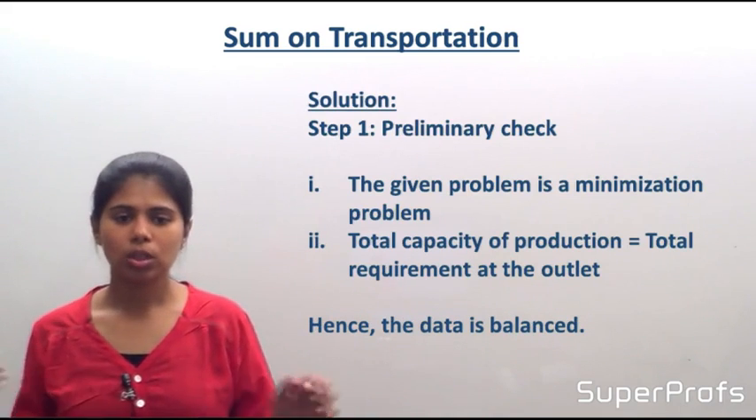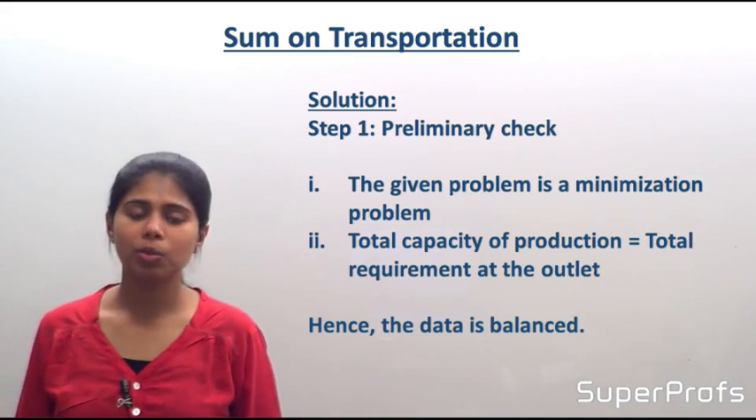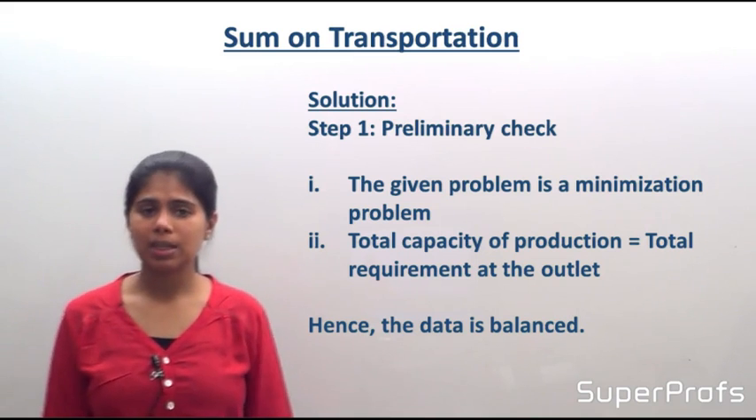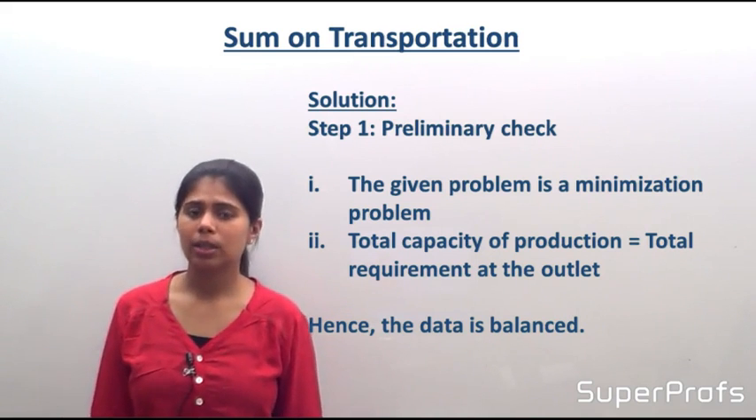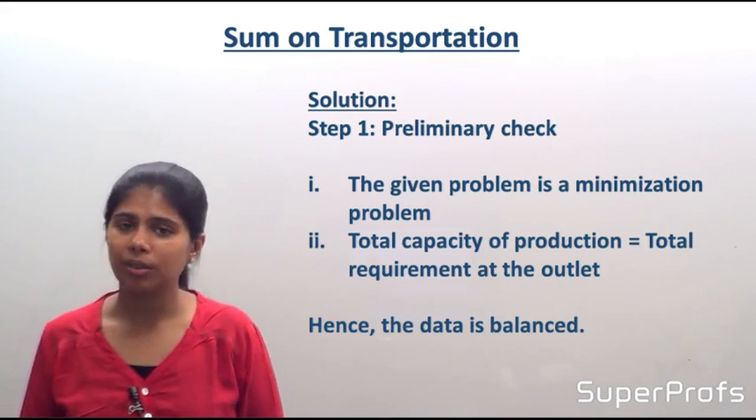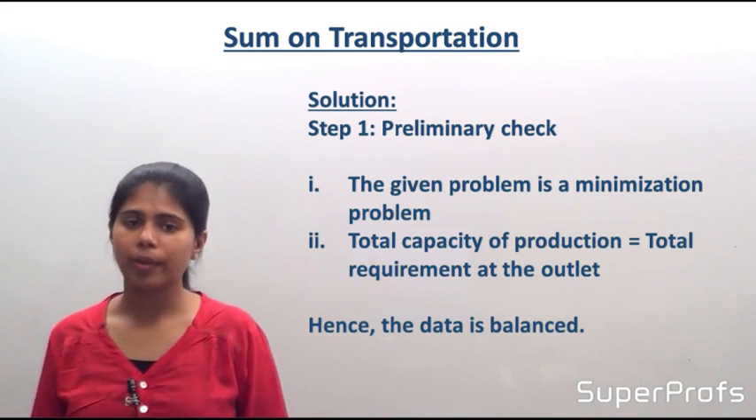So the given problem is a minimization problem. The second check that we do is whether the data is balanced or not. To ensure whether the data is balanced or not, we have to check if the total capacity or the total availability is equal to the total demand or requirement or not.